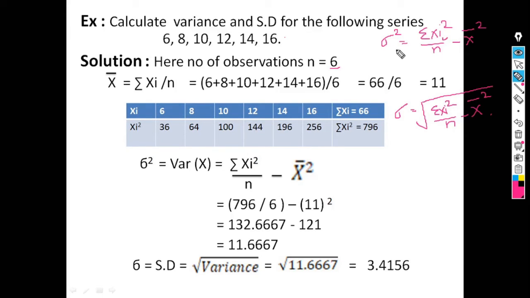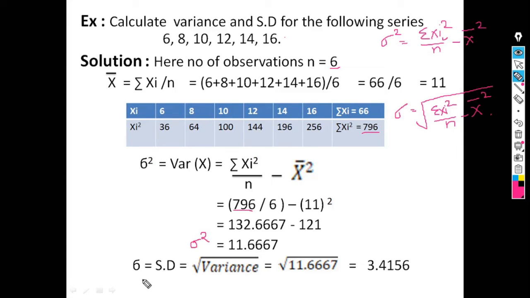Now our formula is sigma square equal to summation of xi square by n minus x bar square. So just substitute the values: summation of xi square is 796, divided by n, which is 6, minus x bar square. Our x bar is 11 and we square it. So 796 divided by 6 is equal to 132.6667, minus 11 square which is 121. The subtraction of 132.6667 minus 121 is 11.6667.